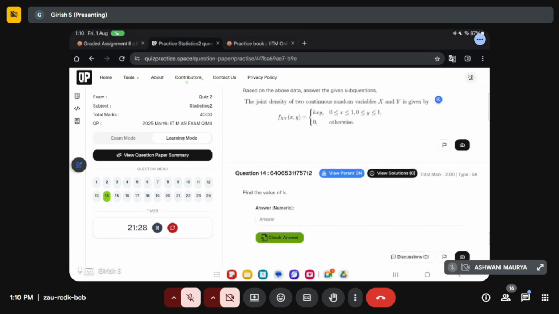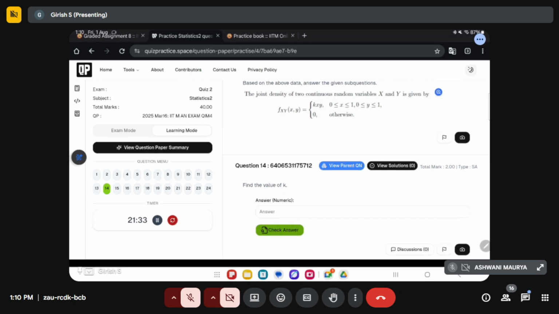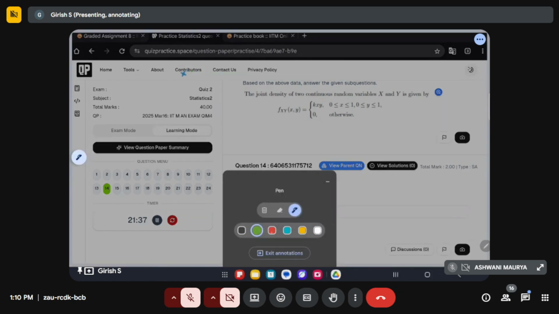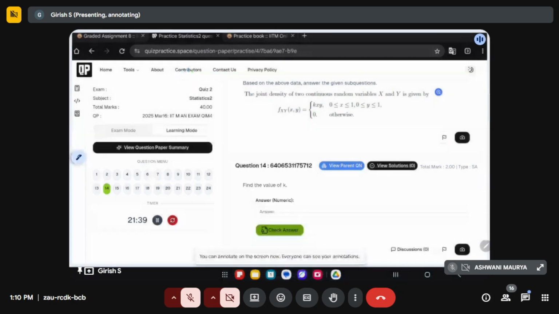Okay, so I think this question should be very much straightforward. Can anyone help me solve this? So we want the value of k. What should I do? Integrate x and y, dx and dy. Yeah, integrate it and equate it to 1. Okay, 1.